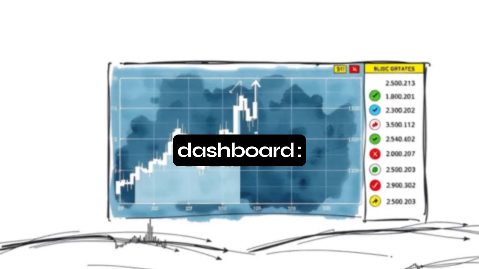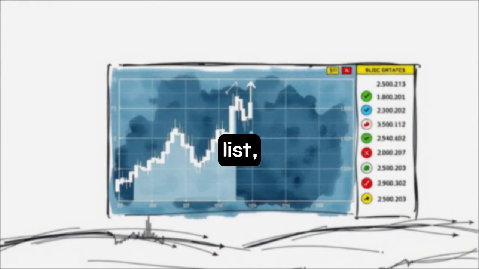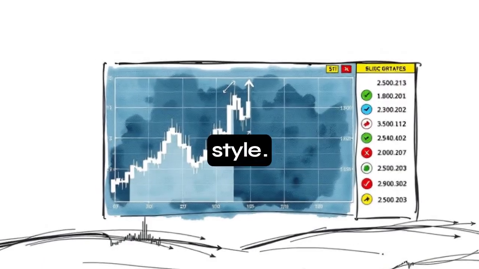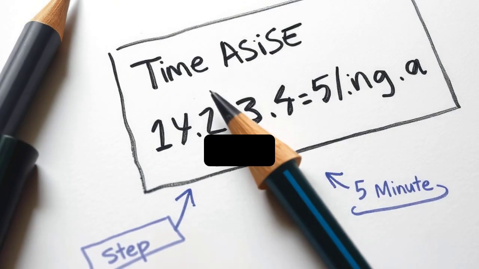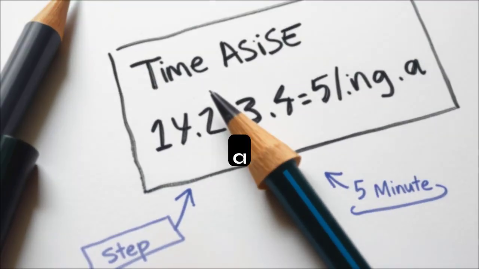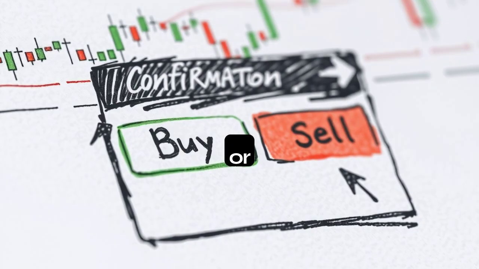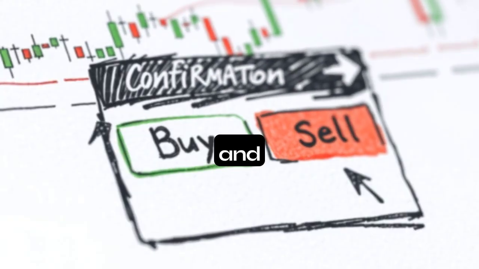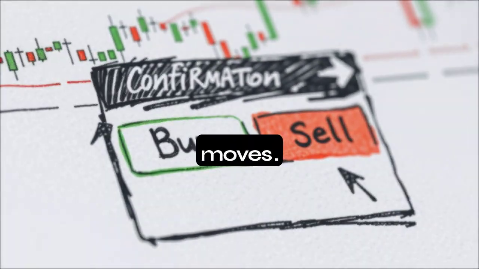Explore the dashboard, view charts, the asset list, and select timeframes to suit your style. Select an asset, set your investment amount, and choose a trade duration. Tap buy or sell, confirm the trade, and watch the live chart as the position moves.